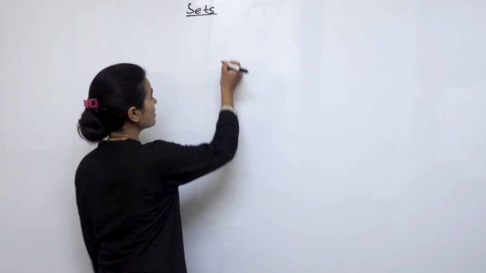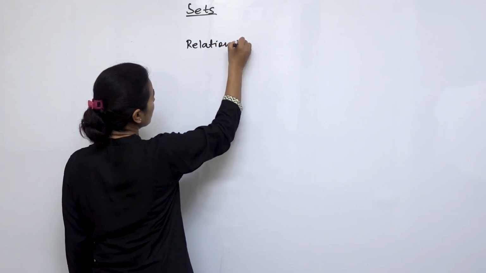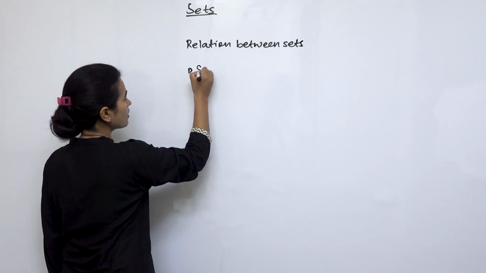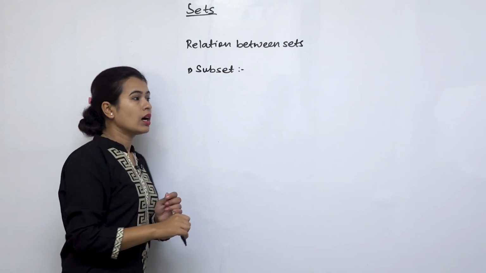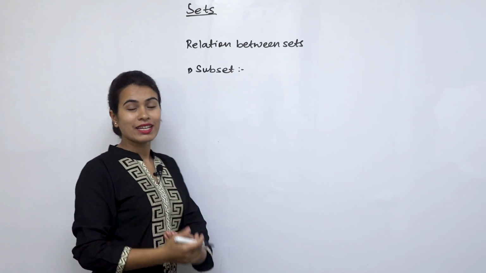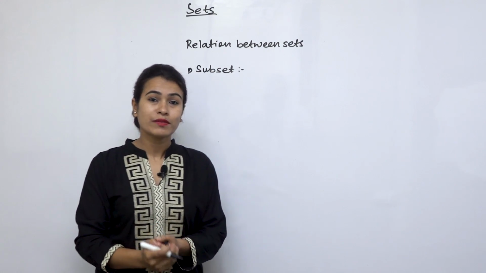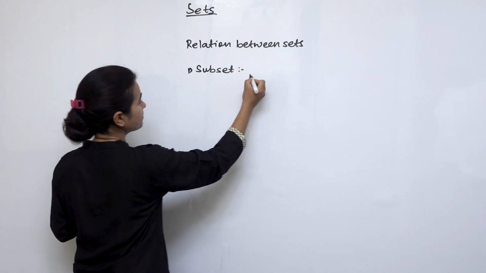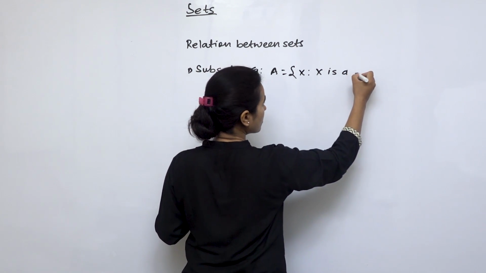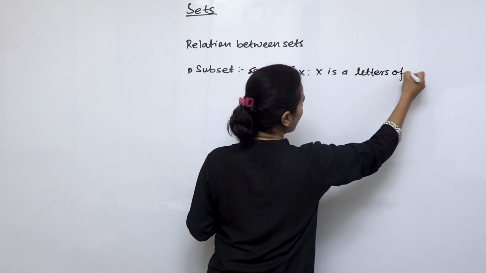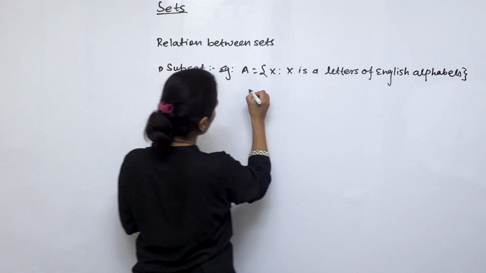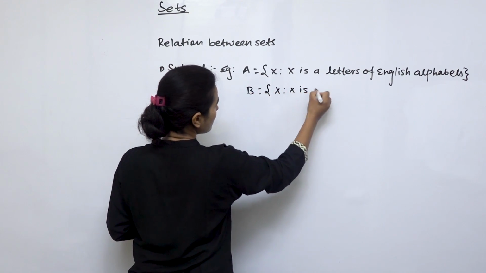Let's discuss the relation between sets. Number first, subset. A set A is said to be a subset of set B if every element of set A lies in set B. For example, A equals X such that X is a letter of the English alphabet, and a set B where X is a vowel letter.